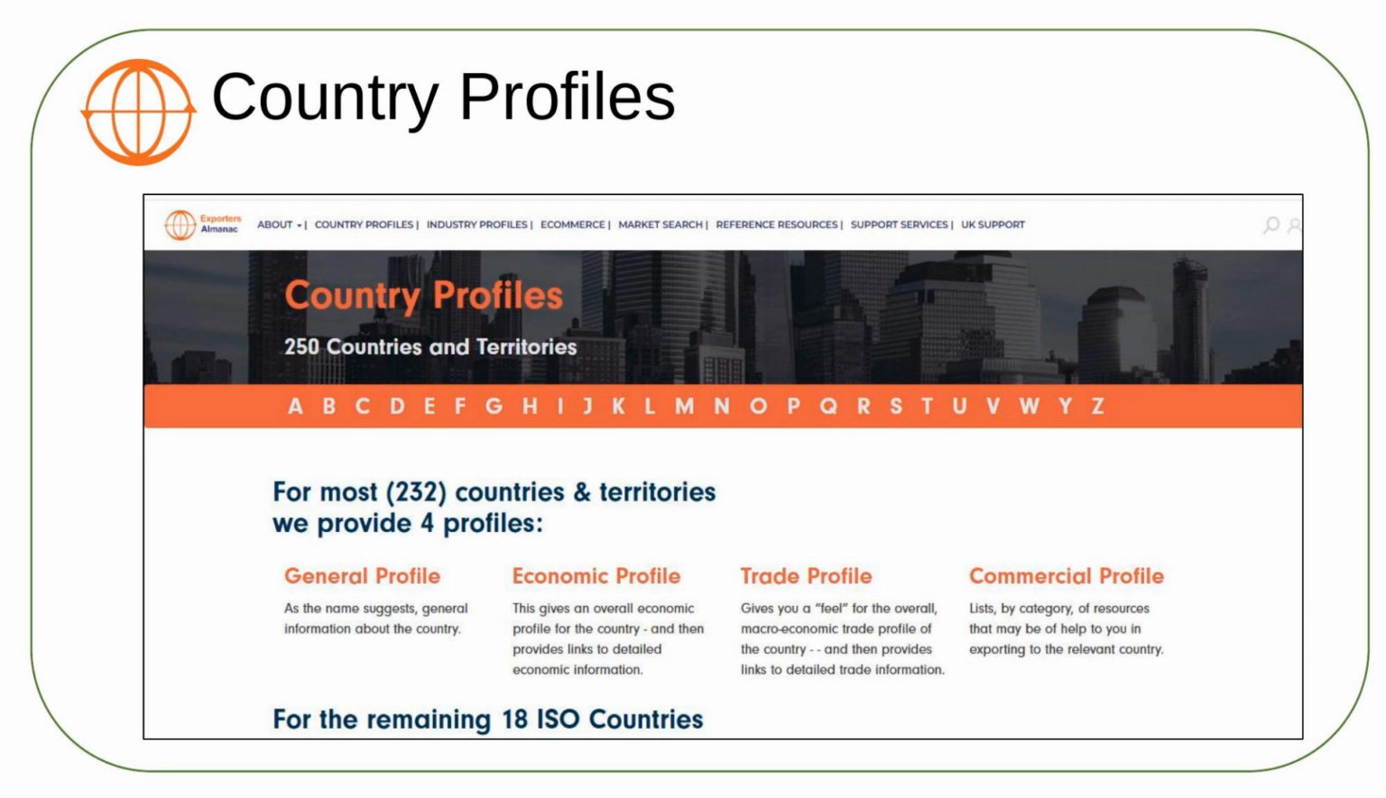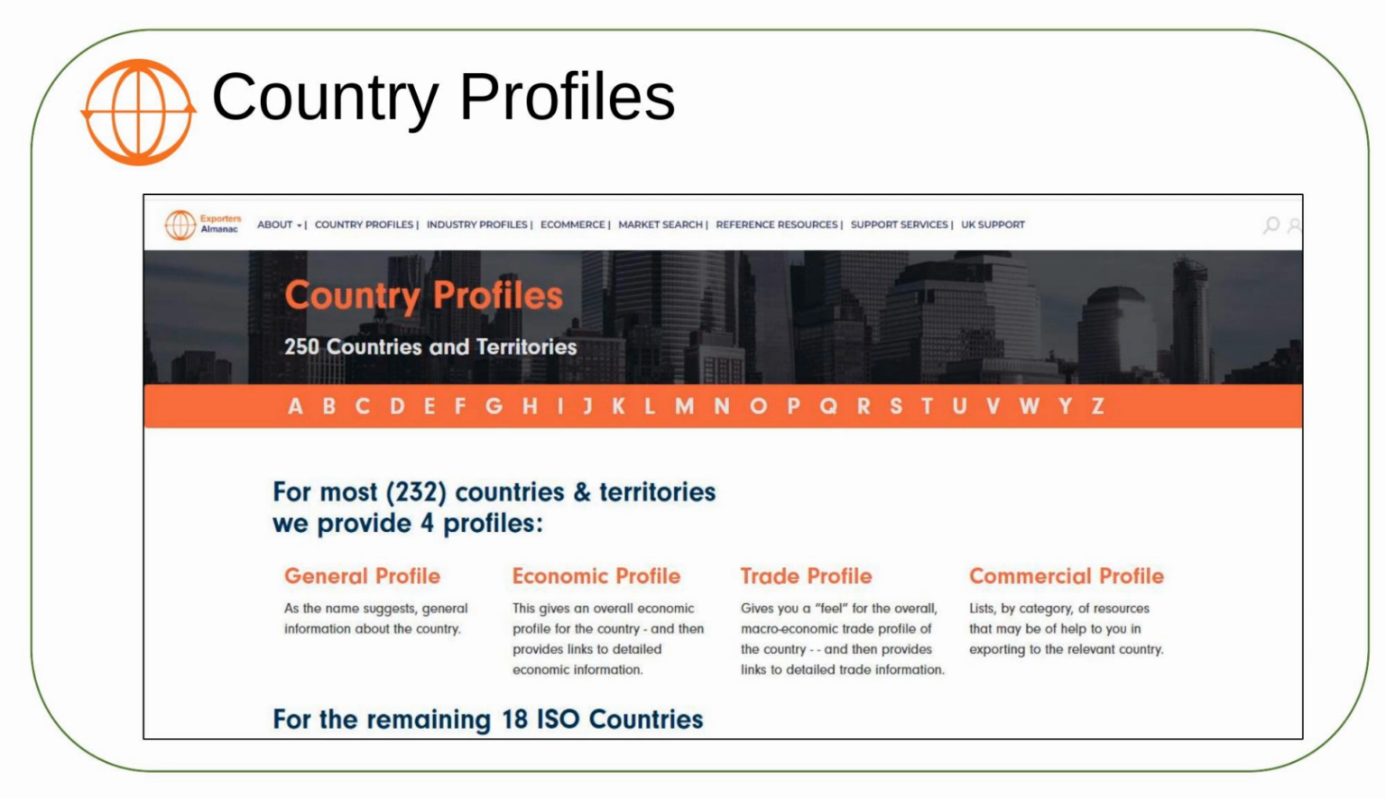For 232 countries, we provide 4 profiles that should be of interest to you: a general profile, with size of population, languages, news resources, and so on; an economic profile, with size of the economy, major economic indicators, and so on; a trade profile, with the major trading indicators that can influence your decision to include or exclude the country from your considerations; a commercial profile. You'll see an example of Germany's commercial profile on the next slide.